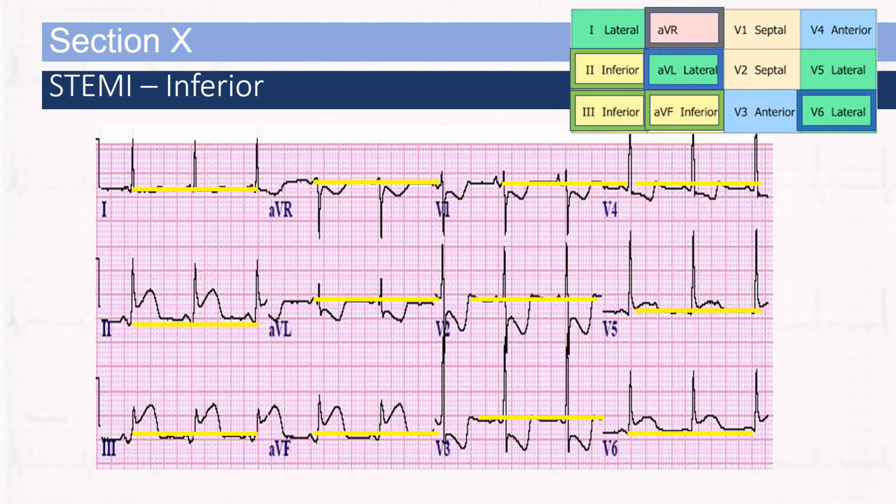AVR is depressed, as is AVL, which could be a sign of reciprocal changes for this inferior wall MI. V1, V2, V3, and V4 are all depressed. At this moment, we're dealing with an inferior wall MI.